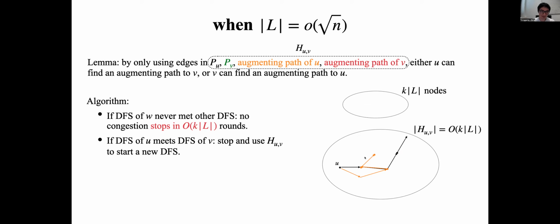And in this way, in each iteration, we eliminate at least half of the nodes, which finish their tasks. And by running log n iterations of this procedure, we will find augmented paths for any U in R.